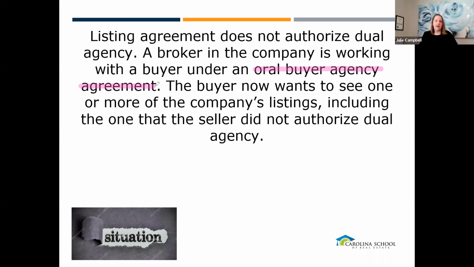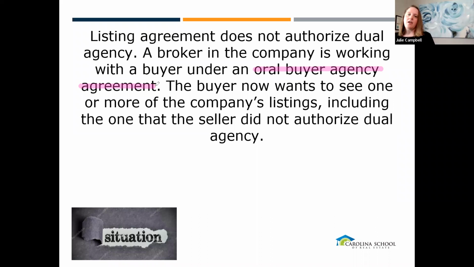So how many clients do I have? I have a listing agreement and I have an oral buyer agency agreement. So how many clients do I have right now? I have 2, seller and buyer. Buyer now wants to see one or more of the company's listings, including the one that the seller said no to dual agency. First off, if we haven't talked about dual agency with the buyer yet in depth, then we need to. So stop. I know you want to see one of my listings, but let me further explain dual agency.